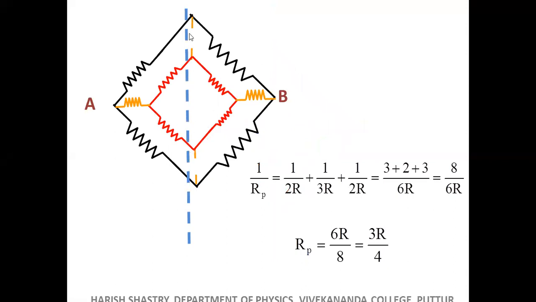So no resistance here, no resistance here because no current flows from here to here. No current flows from here to here. So this is 2R, this is 2R, and this is 3R because this is R plus R plus R. 1 by R is equal to 1 by 2R plus 1 by 3R plus 1 by 2R. 6R can be taken as common. Then this is 3 plus 2 plus 3. Then it's 8 by 6R. And RP is 6R by 8. That is 3R by 4.